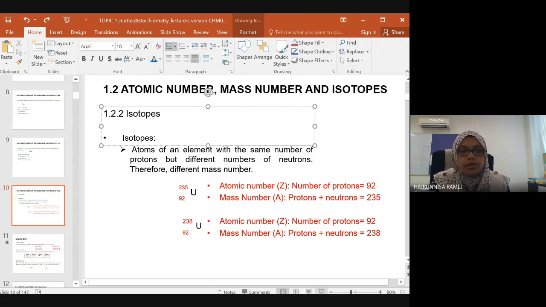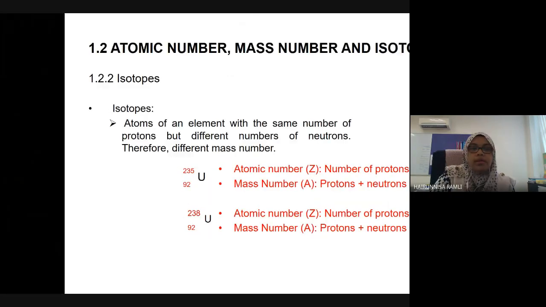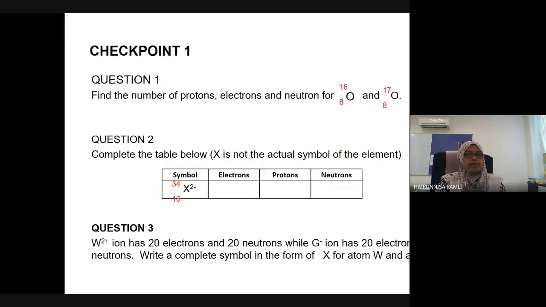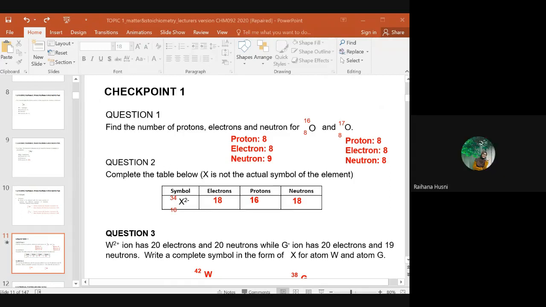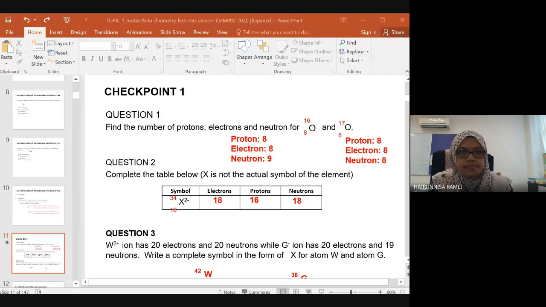Okay, so now we go to checkpoint one. Before that, actually, I'm trying to use Jamboard. Have you ever heard about Jamboard? Have you heard of it?